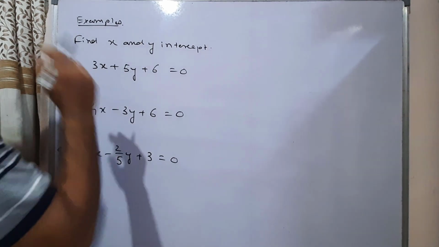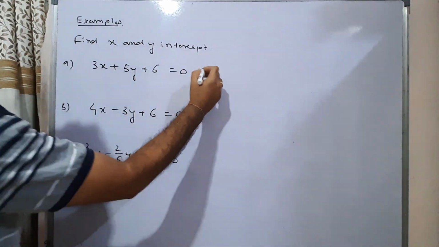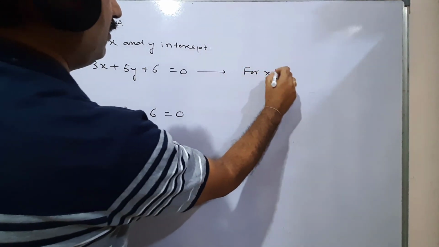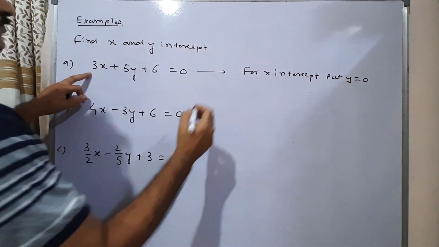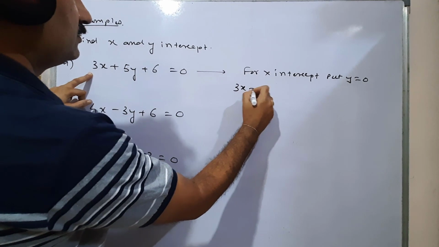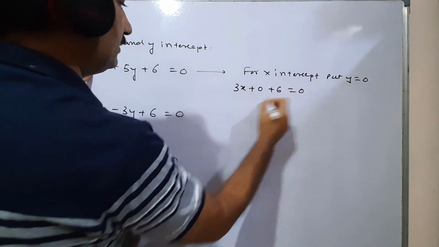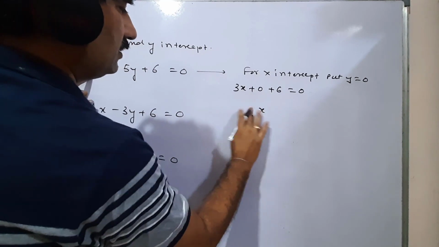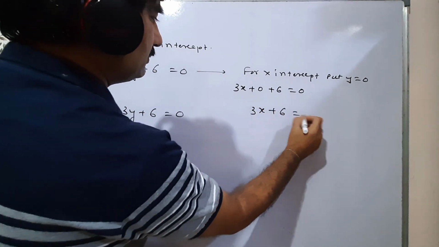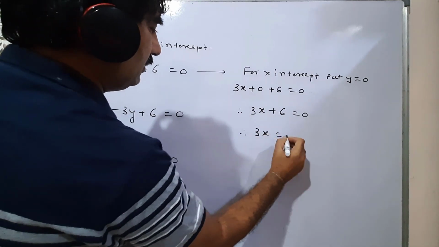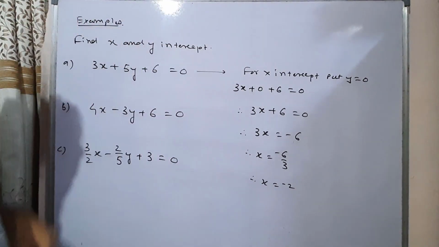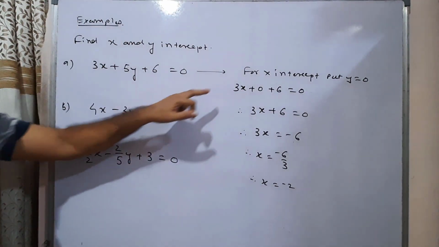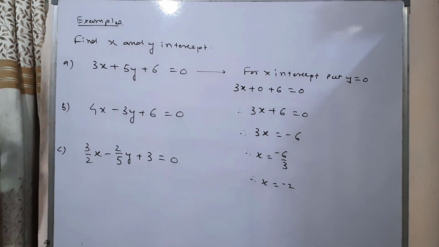Now we see some examples to find x and y-intercept. So first example, for x-intercept, put y equal to 0. So what we get? 3x plus 0 plus 6 equal to 0. That is 3x plus 6 equal to 0, or 3x equal to minus 6. Minus 6 upon 3, x equal to minus 2. That means x-intercept is x equal to minus 2. So here we substitute y equal to 0.